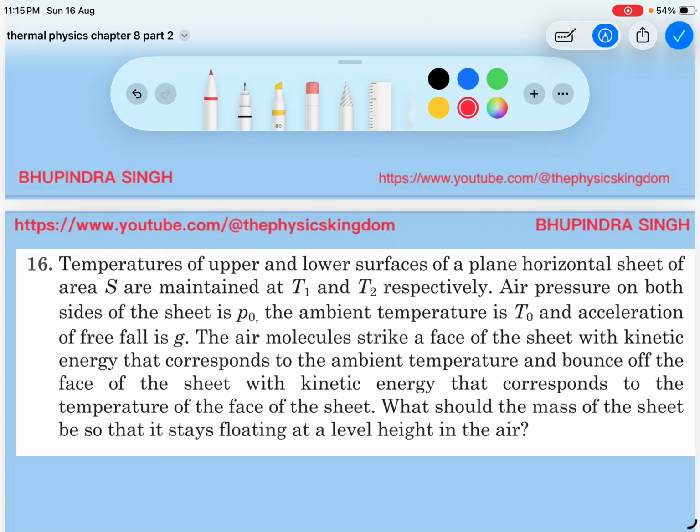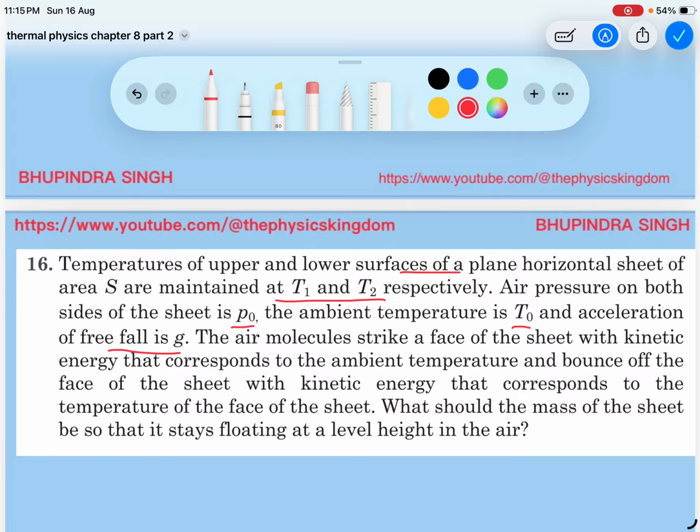Temperature of upper and lower surfaces of a plain horizontal sheet of area S are maintained at T1 and T2 respectively. Air pressure on both sides of the sheet is P0. Outside temperature T0. Acceleration of free fall g.